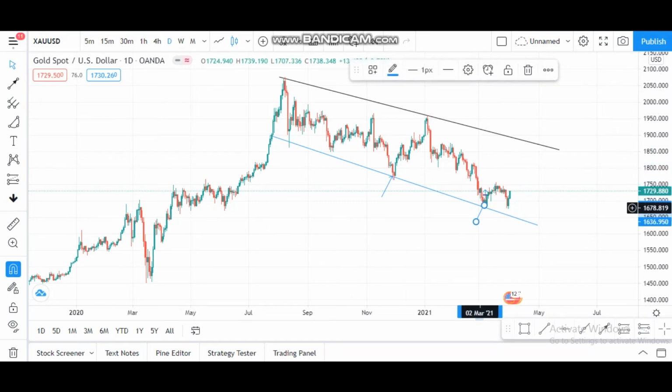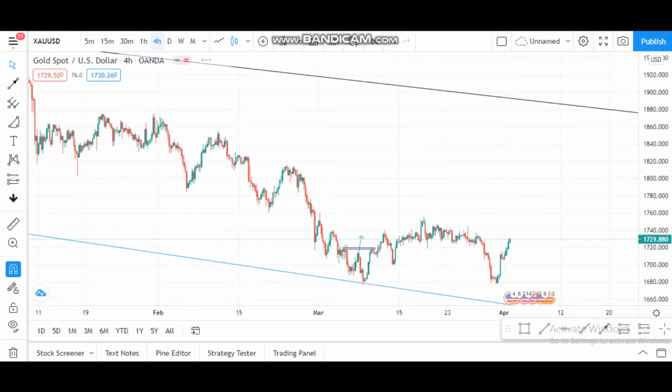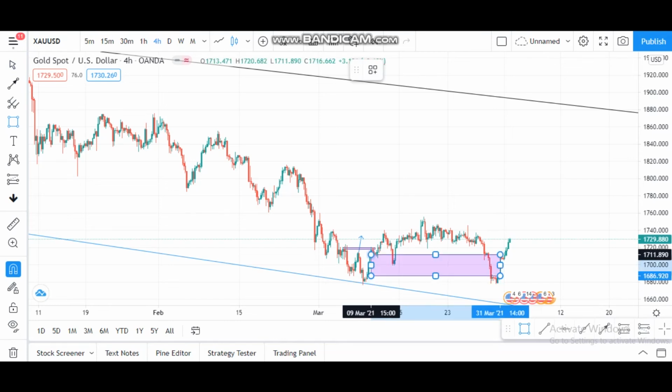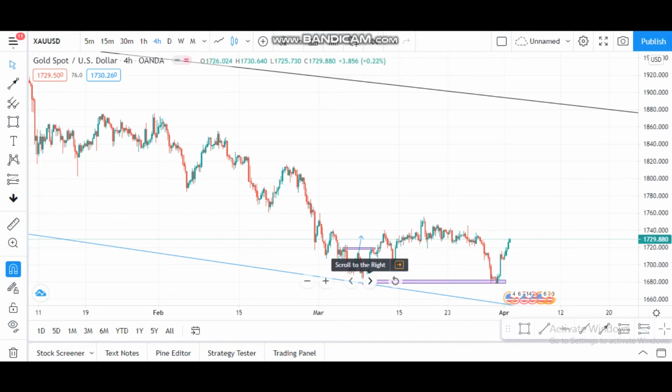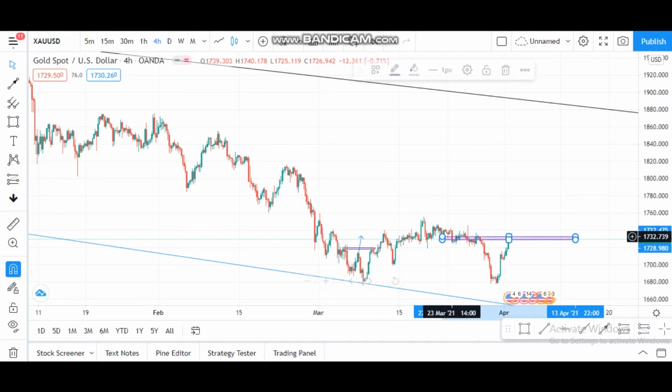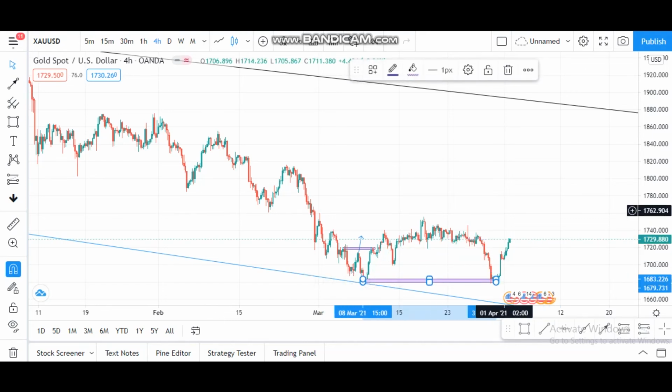So we dive in deeper to H4. On H4, we can clearly see that this is a strong support zone. The market reversed here, and it also reversed at this zone too. So that's a strong support zone on H4. The market tends to reverse there.